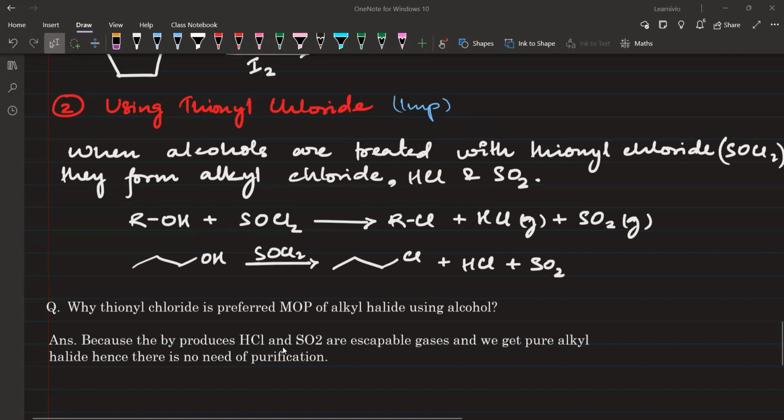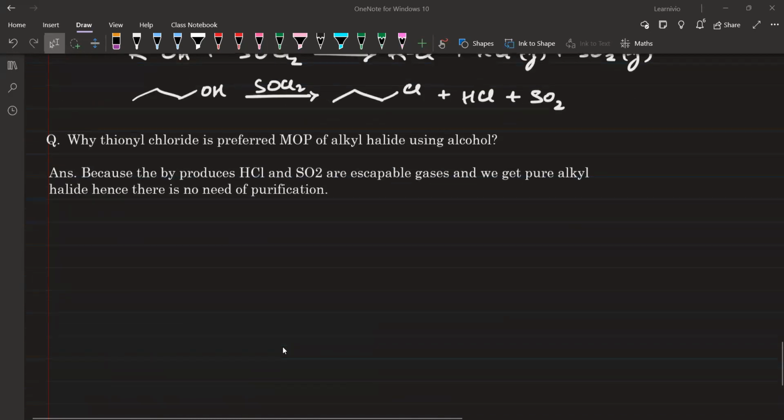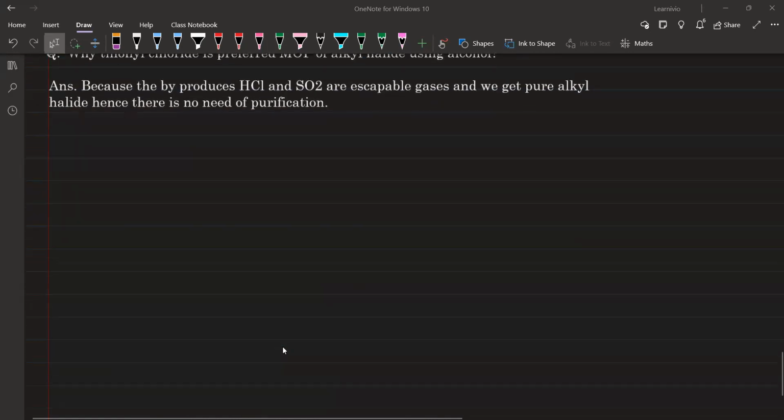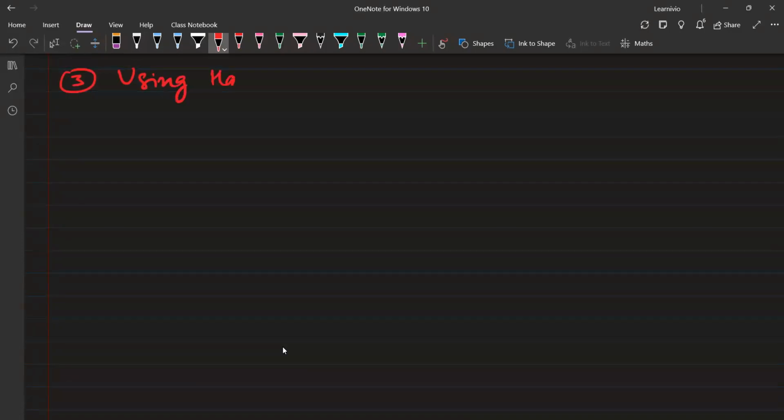By now, let's do one more topic, and after that you will be getting the test for isomers and IUPAC nomenclature. Method of preparation from alcohols. The next topic, the third one, you write: using halo acids.